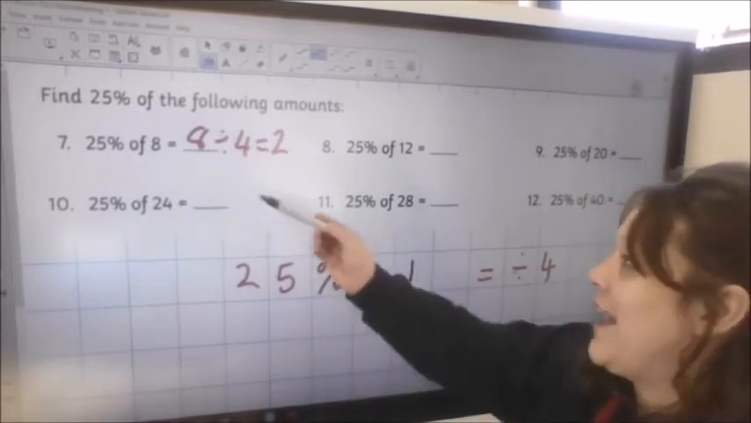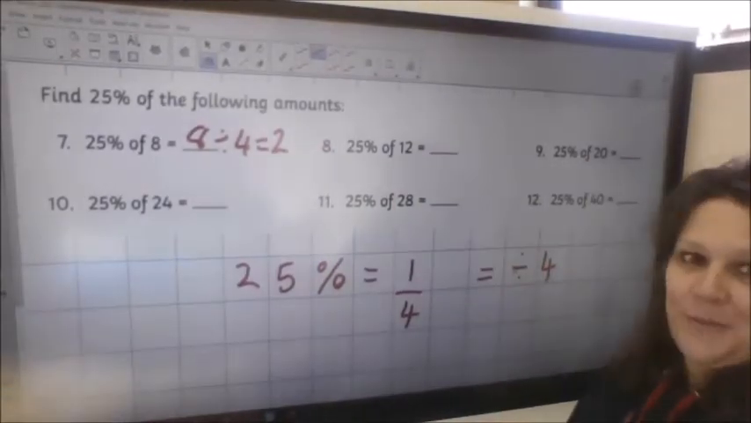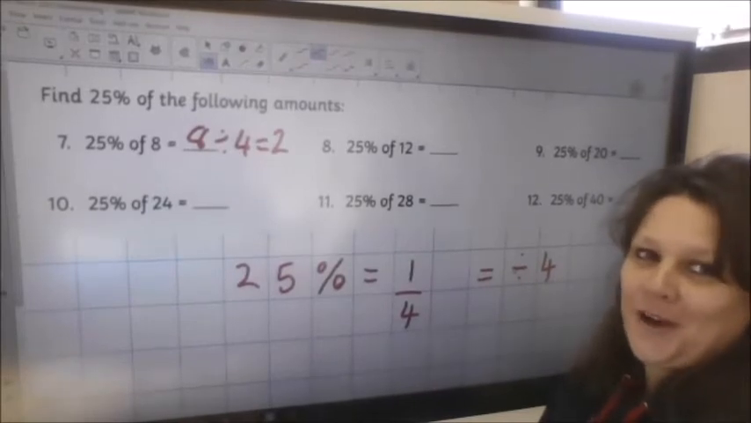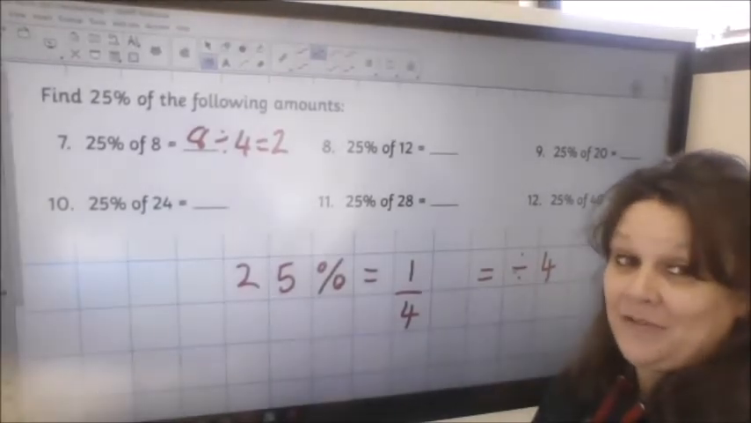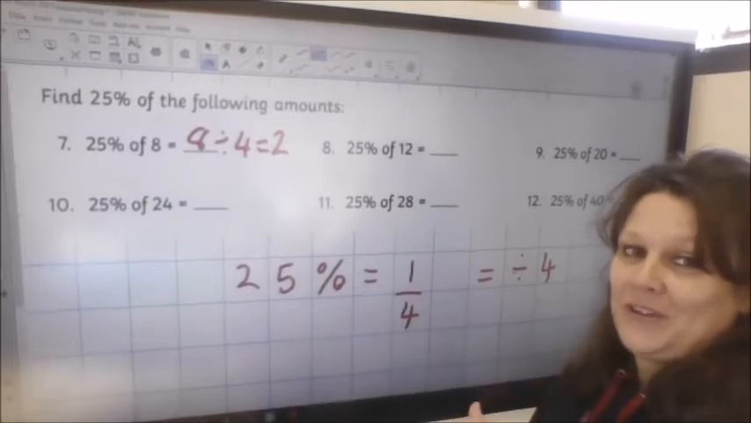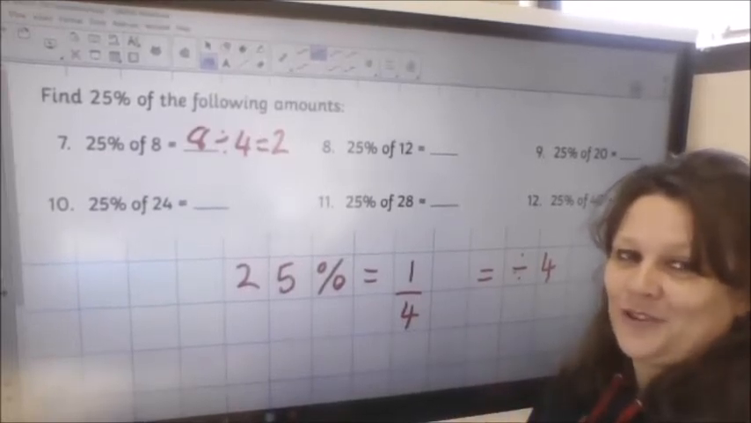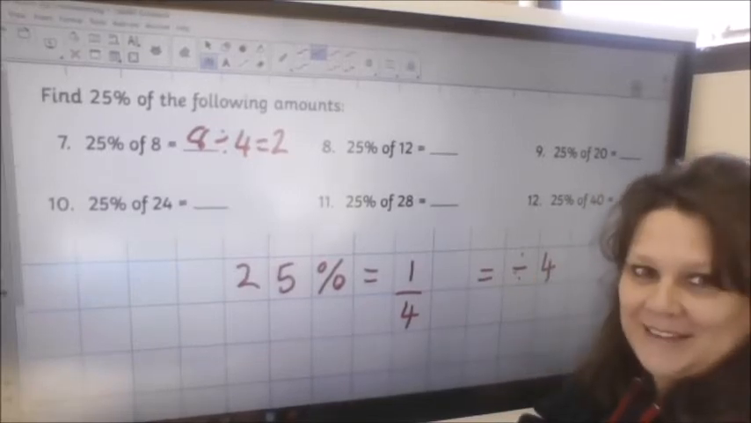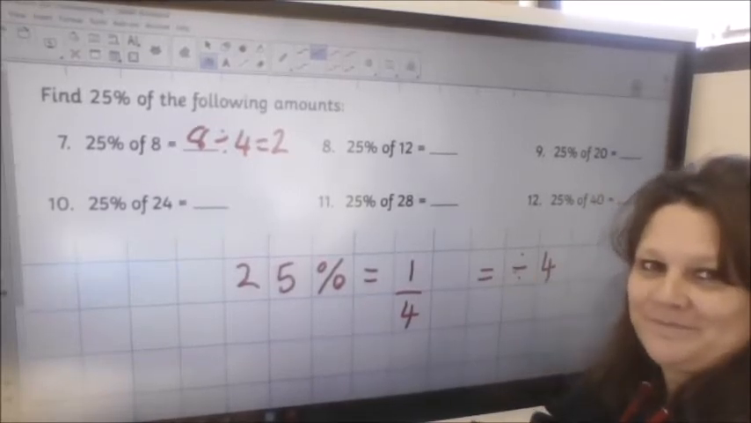So for every single one of these that are on the board, you are going to work out 25%. Leave a line underneath your 50% activity that you've just done, and you're going to pause the video, have a little go at these, and we'll see how right you were.